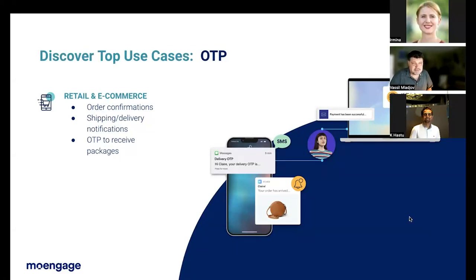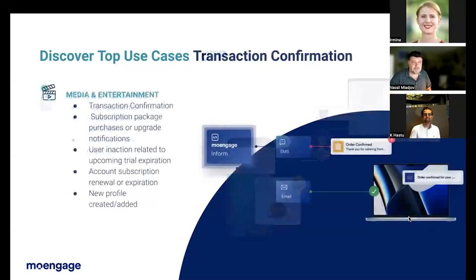This use case is being used more and more by everybody else. Or if you're trying to get food pickup, you get a message that your order is ready for pickup and so on. So OTP for retail, e-commerce, and everything else is very, very important in this world.